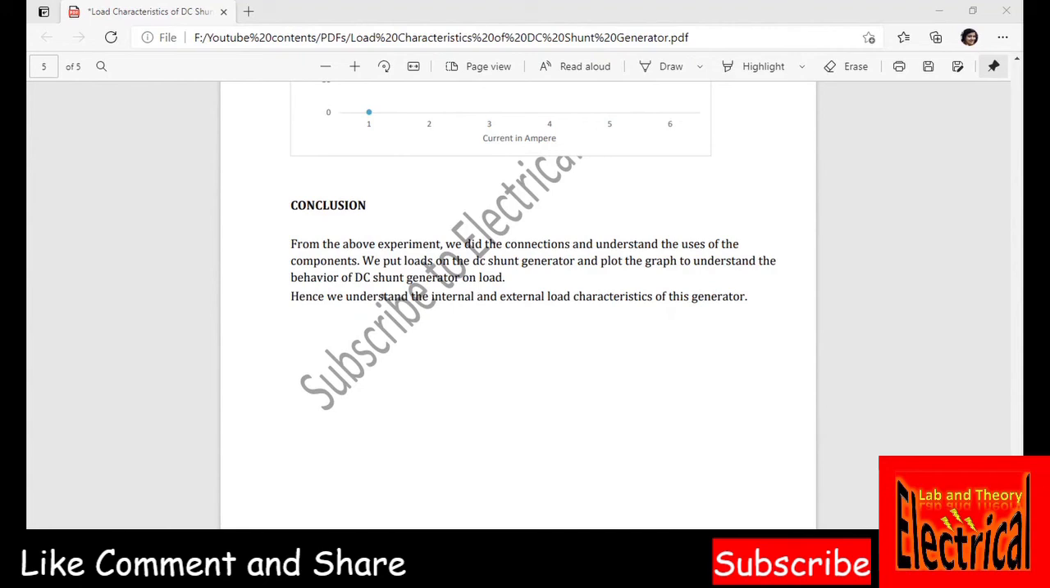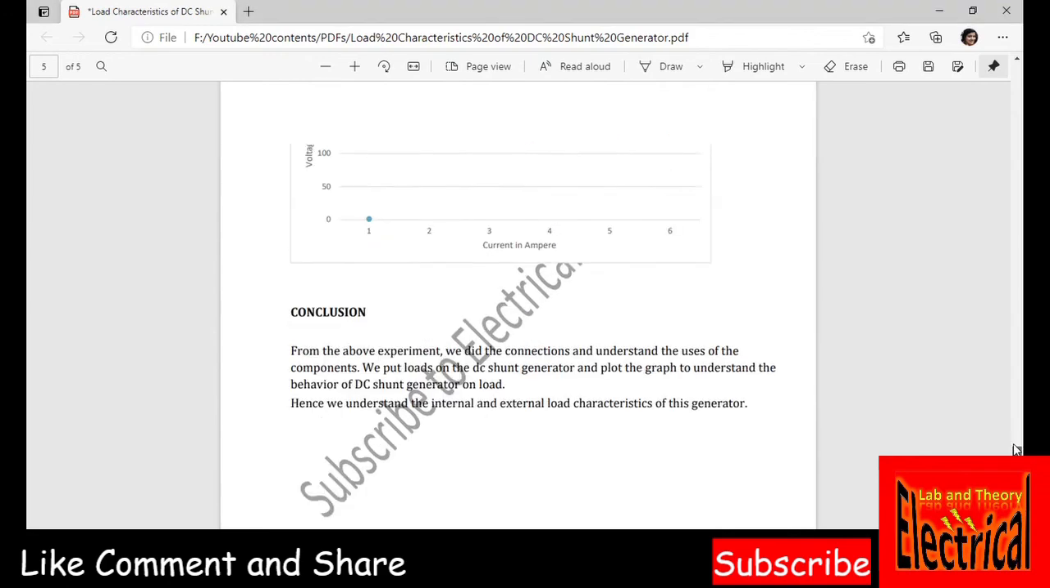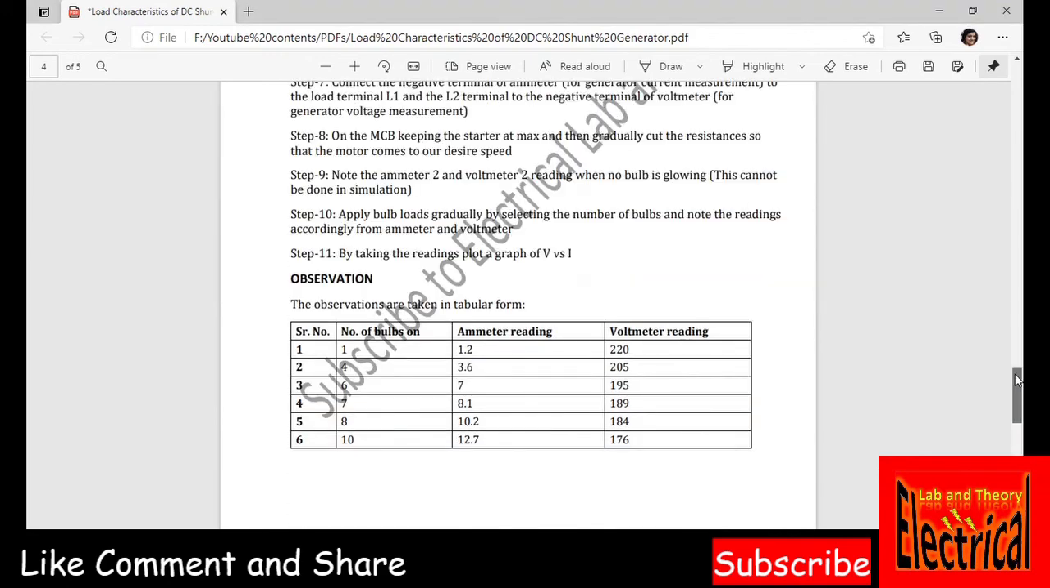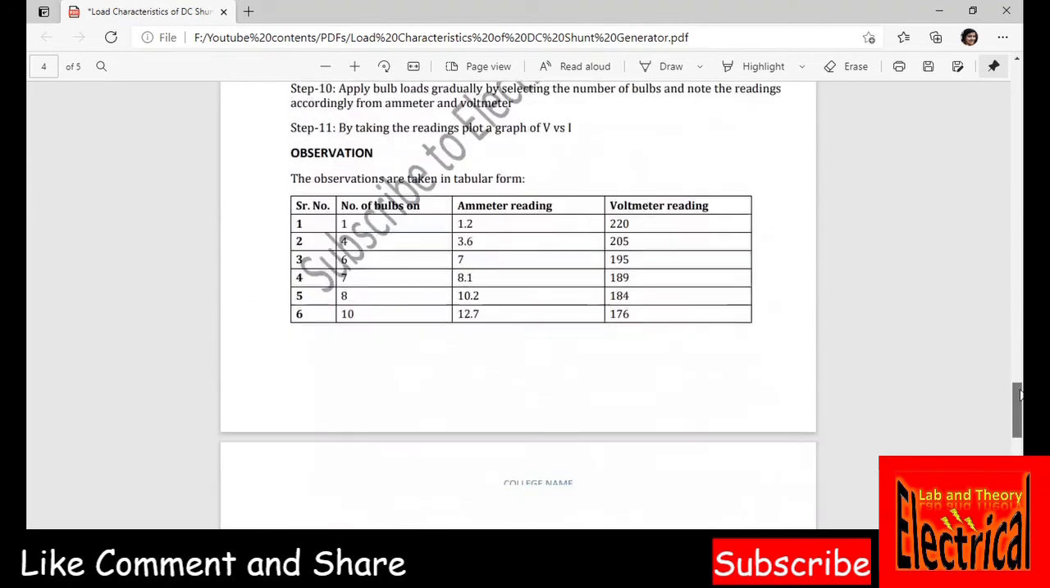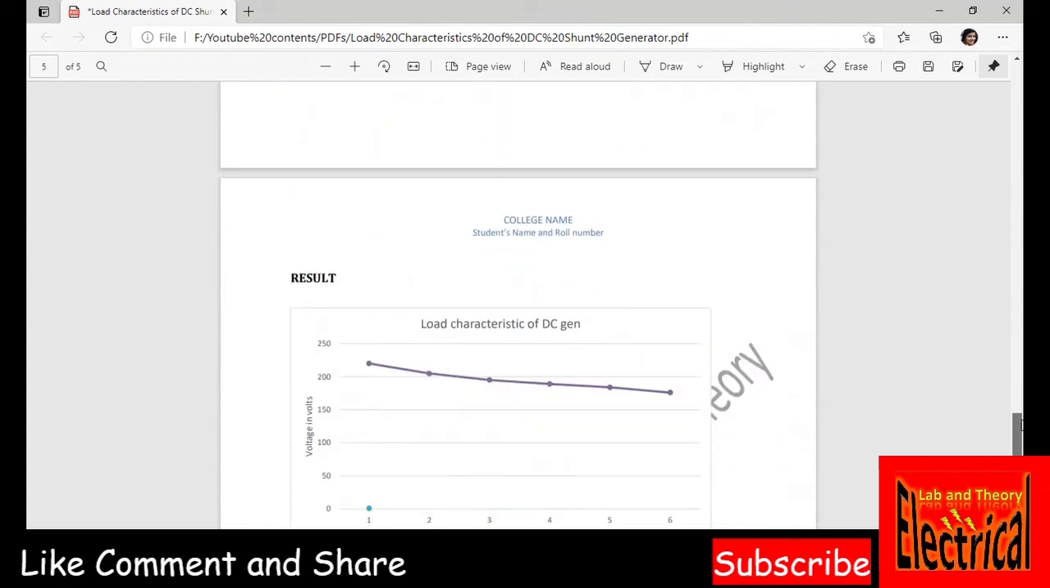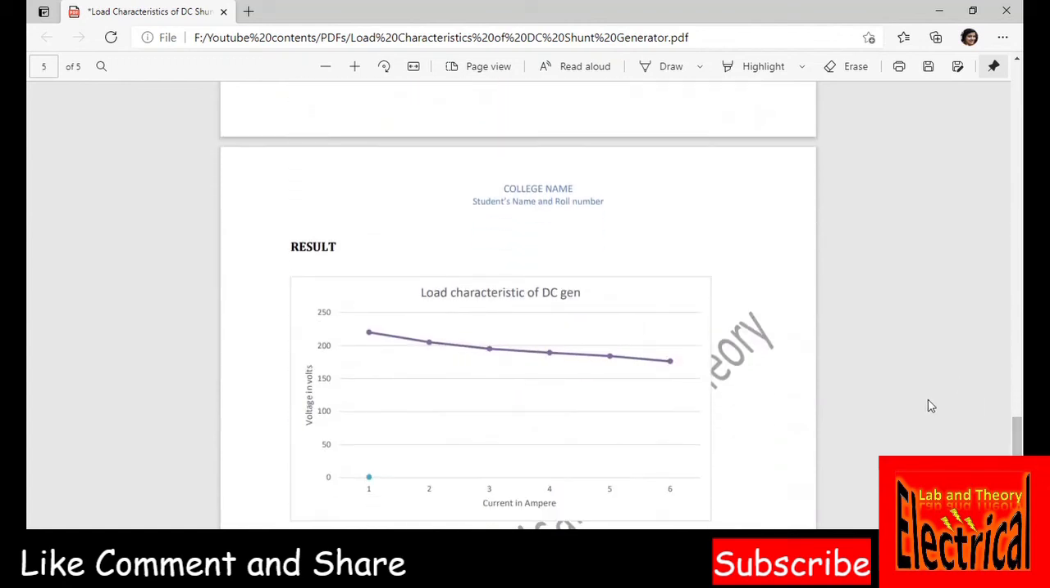So here is the conclusion part. From the above experiment, we did the connections and understood the uses of the components. We put the load on the DC shunt generator and plotted the graph to understand. And we also know about the internal and external characteristics, right? So this is the end.